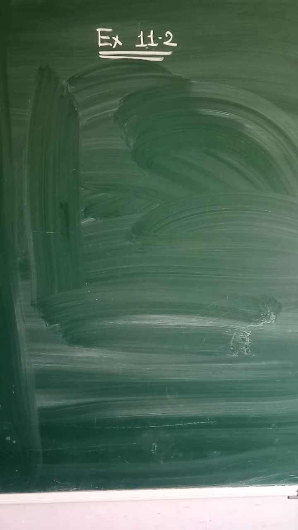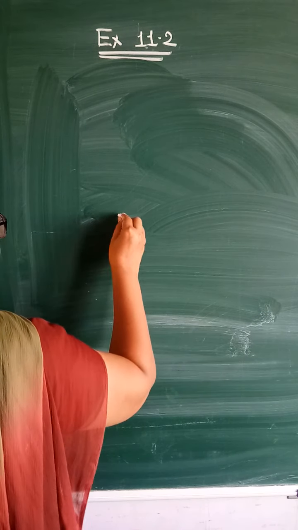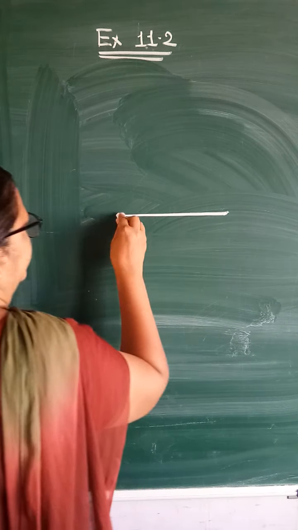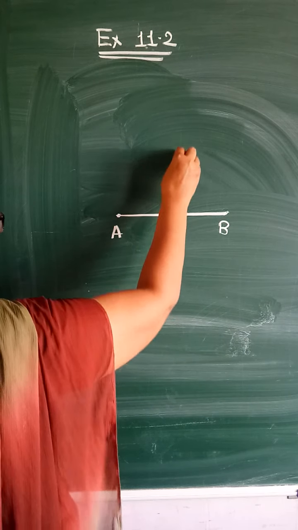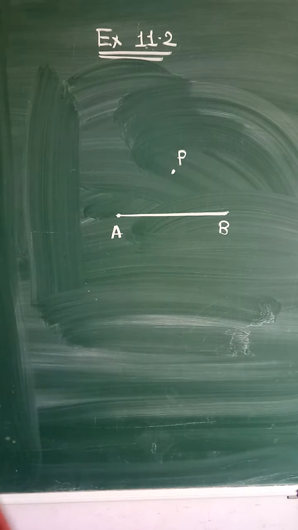Now one more important result you should know before we start question 6. That is how to draw a perpendicular bisector from an external point of a line segment. That means if any line segment AB is given to you and any point P outside it is given to you, then how to draw the perpendicular, or perpendicular bisector also you can say, from P to AB.